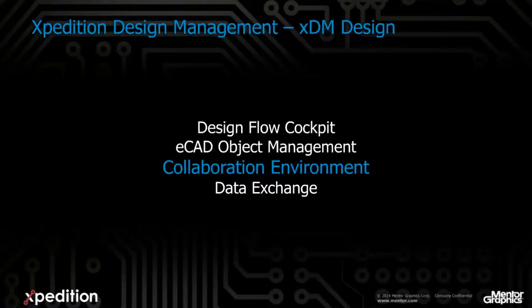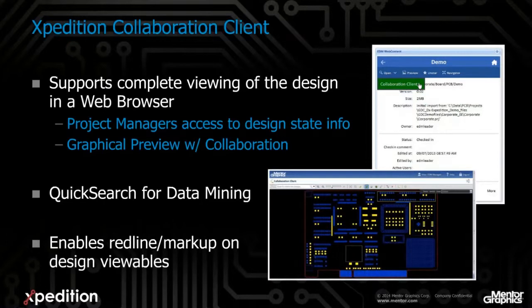We've taken a look at the XDM Design Flow Cockpit and how it manages ECAD object data. So now let's take a look at the collaboration client. And the collaboration client supports viewing of the design data in a web browser, and so project managers can easily access design state information and do graphical preview with collaboration and analysis. And this is a very quick view of your data and the ability to data mine information, and eventually will enable red line markup on design viewable. So let's take a look at a video of the collaboration client in action.